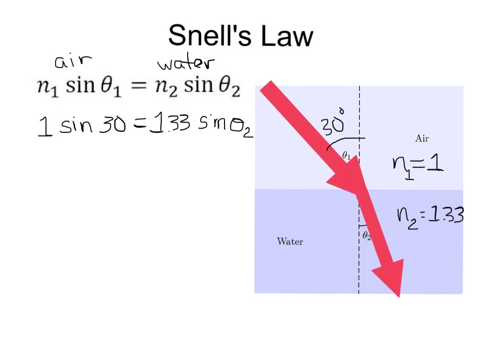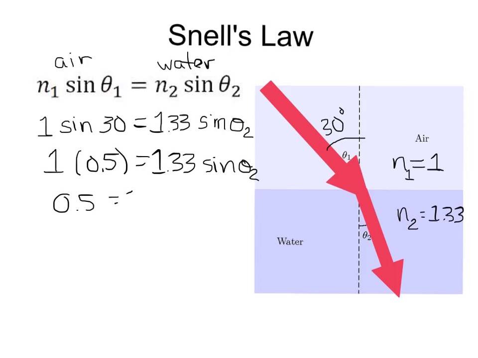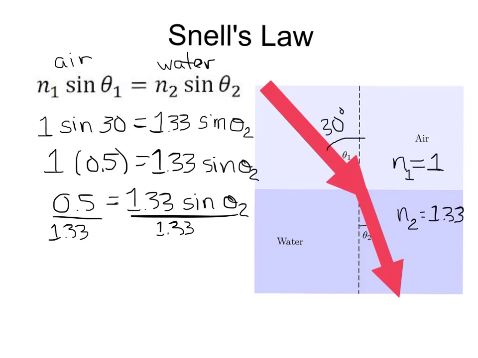The sine of 30 degrees we know is 0.5 if you put it in your calculator. That's going to equal 1.33 times the sine of the angle. Well, 1 times 0.5 is just 0.5, and that equals 1.33 times the sine of our angle that we're looking for. Let's divide both sides by 1.33. So 0.5 divided by 1.33, and of course this side divided by 1.33, is going to give us 0.38 on this side, and that's going to equal not the angle but the sine of the angle.